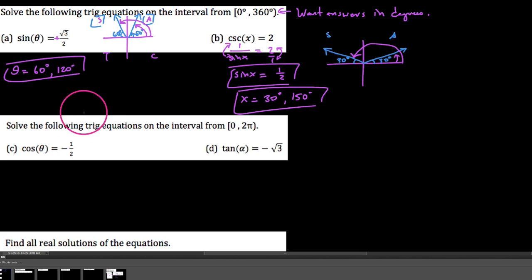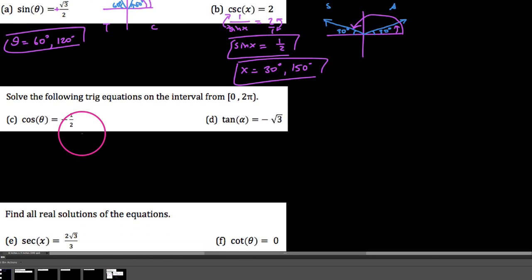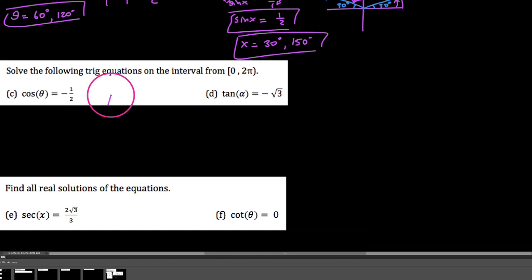So looking at these second two equations, it's really kind of the same thing that we're doing, except what I want you to notice is that the directions say that I want to solve these equations on the interval from 0 to 2 pi. So this means that we want answers in radians this time. So a bit more quickly this time, let's go ahead and take a look at this.